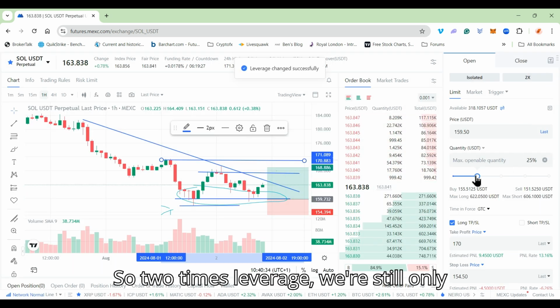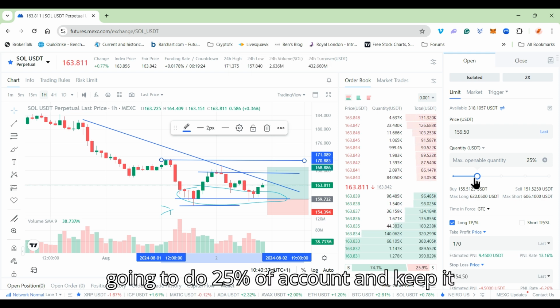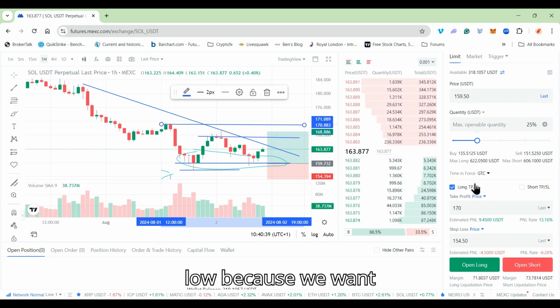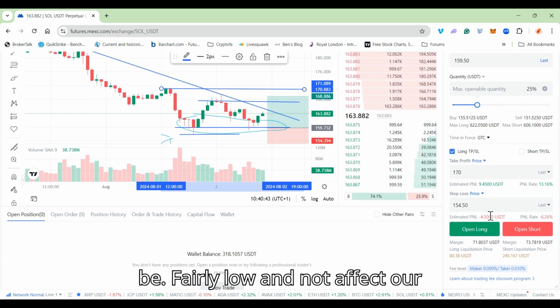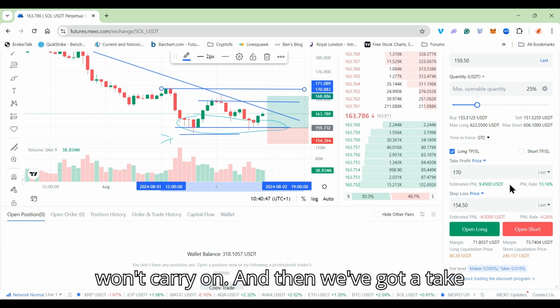So we're at 2 times leverage. We're still only going to do 25% of account. We're going to keep it low because we want these wins and losses to be fairly low and not affect our confidence in our account, because then we won't carry on. And then we've got take profit here at 170.